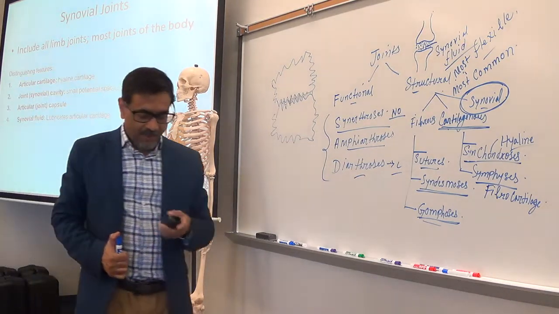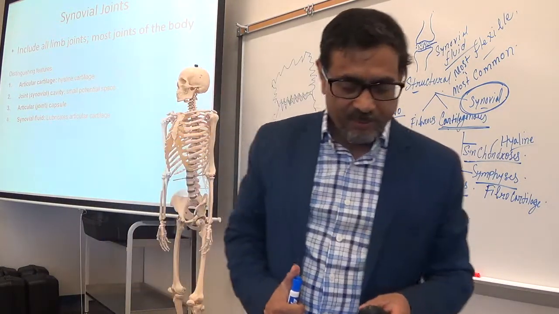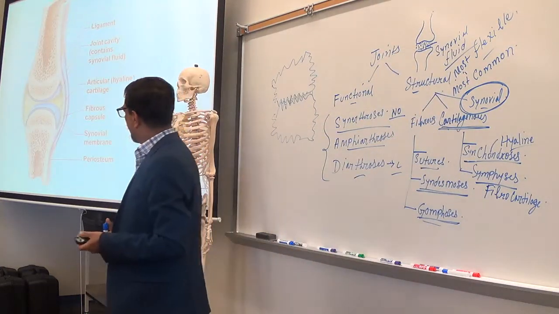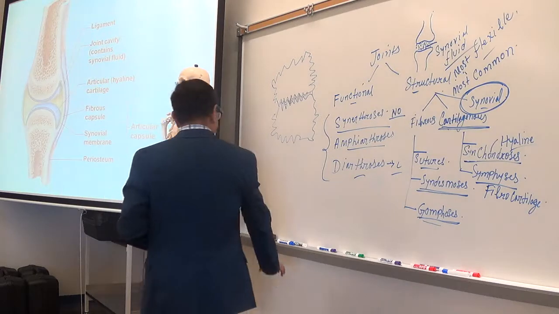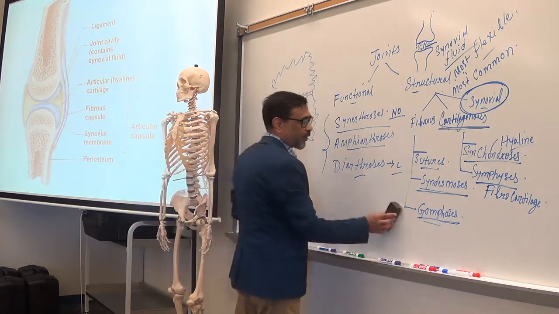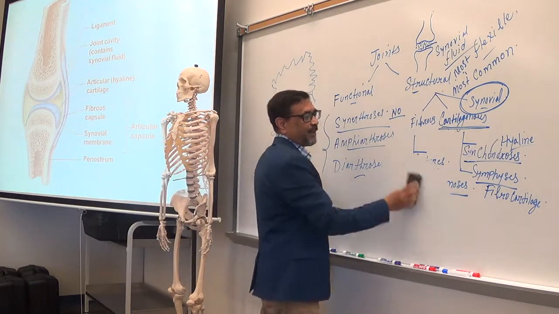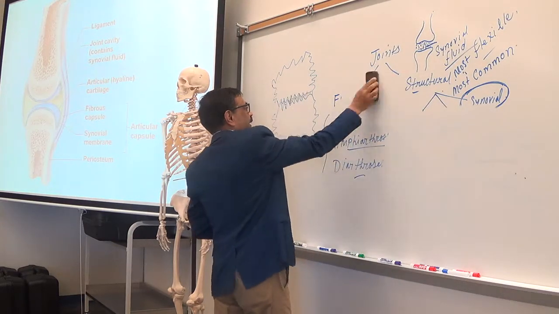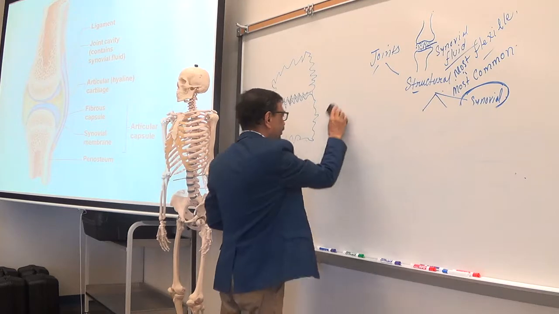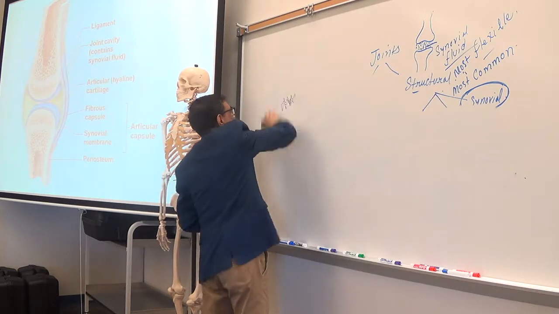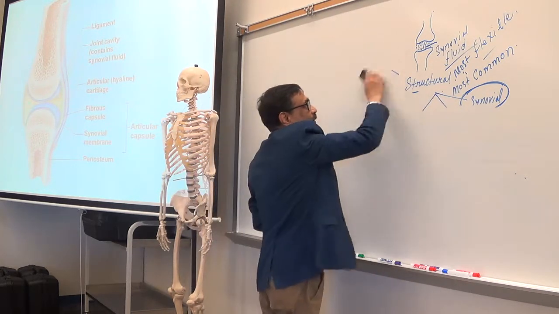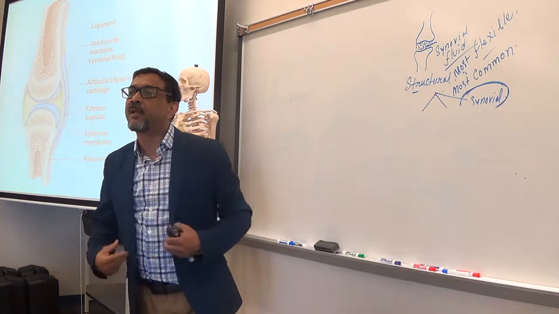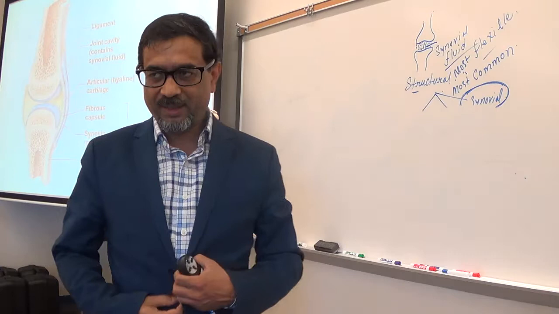So that's the classification. Synovial could be 7 different types. We don't want to go into that detail. Just know that synovial is the most common, most flexible, and the bones are connected by fluid. In between the bones, you have fluid. Now, this is a typical synovial joint.